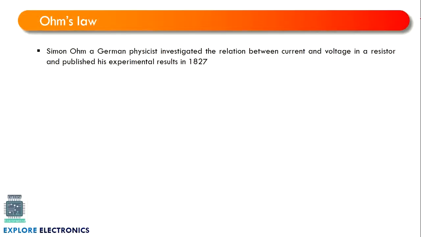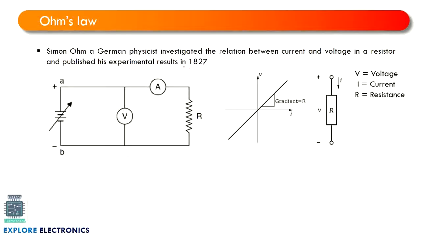This Ohm's law is given by a scientist, Georg Ohm. He is a German physicist, who investigated the relation between the current and voltage in a current carrying conductor, which will be having a resistance. So it was derived in the year 1827. So let us understand Ohm's law.